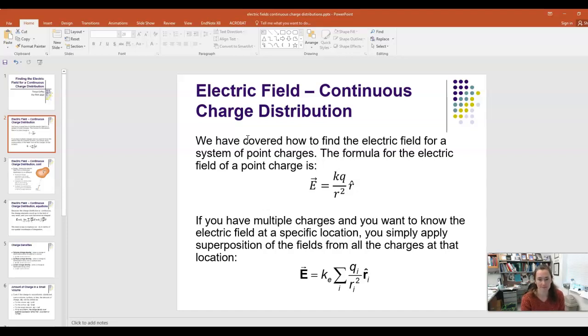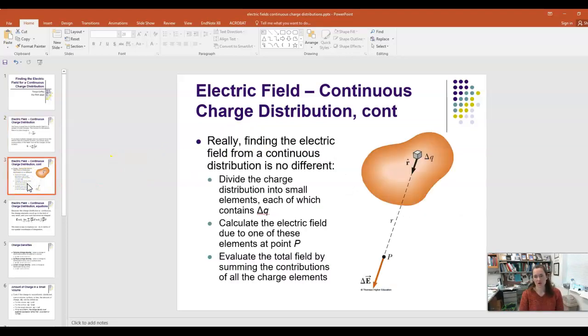Okay? Now, if you have multiple point charges and you want to know the electric field at a specific location, then what you do is a vector sum from all of the point charges at the point in question. And so that becomes the summation, the Coulomb constant times the sum over all the point charges, Qi over Ri squared times Ri hat, where i here is the index of the charge. So why is this useful? Why am I reviewing this?